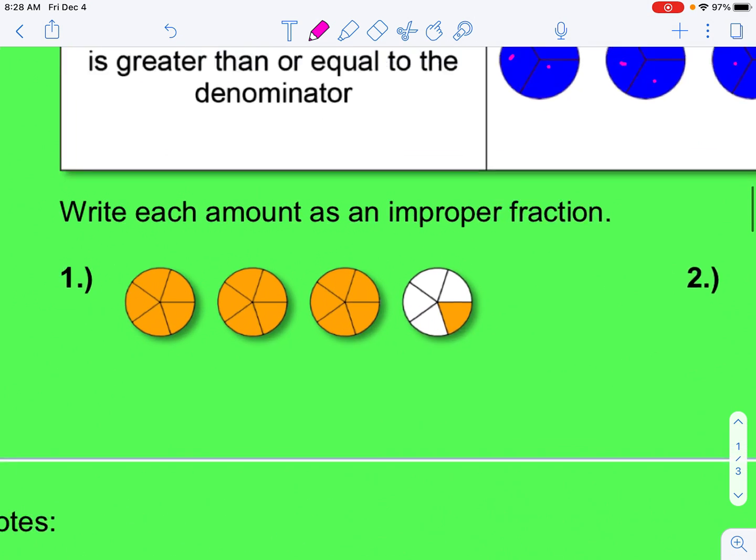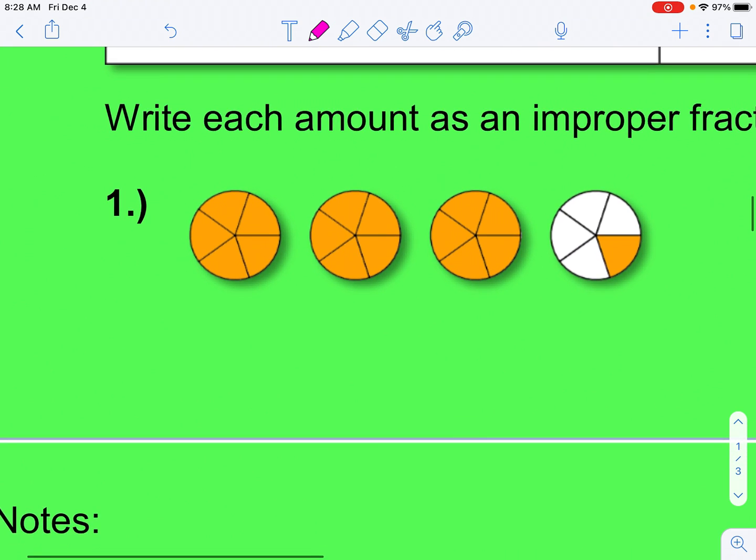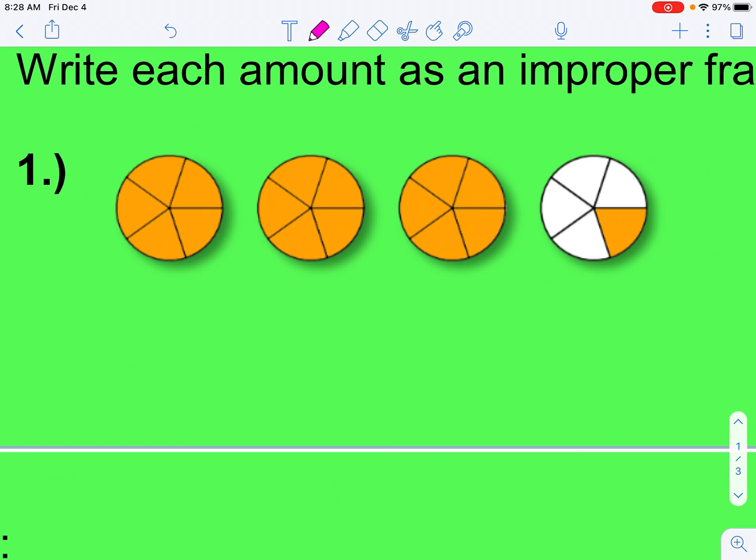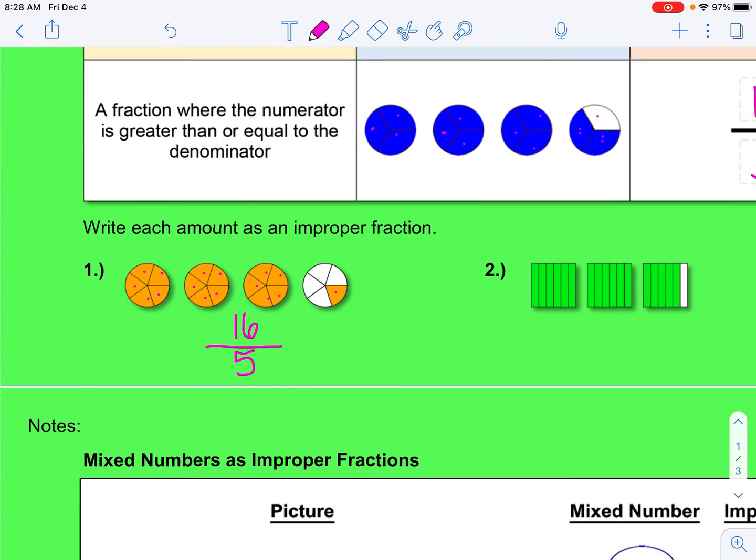Alright, now let's practice writing a few of these as improper fractions. The first step is to count the total number of pieces colored in. So we have 1, 2, 3, 4, 5, 6, 7, 8, 9, 10, 11, 12, 13, 14, 15, 16 all the way colored in. And then how many pieces do we have in one of the pictures? Right, 5. So 16/5 is our answer.